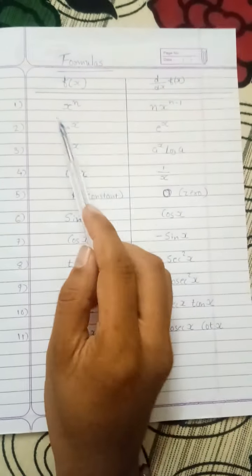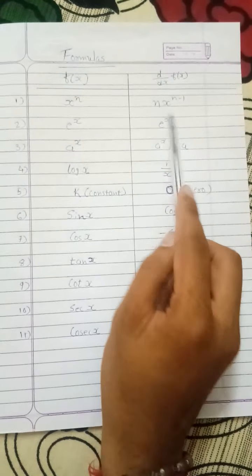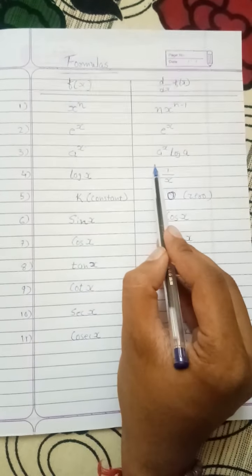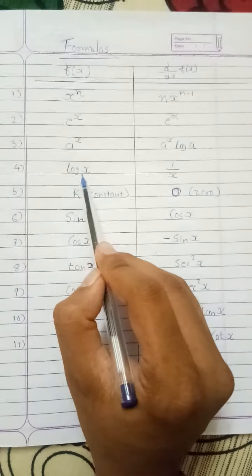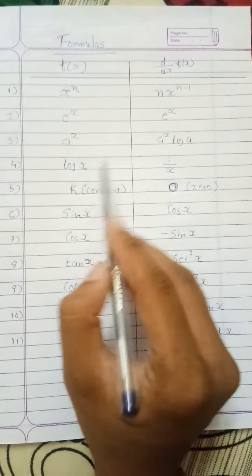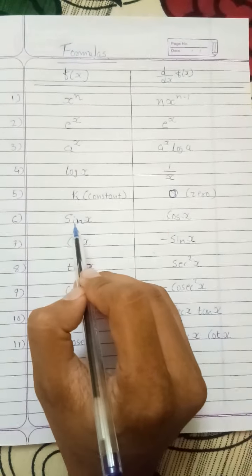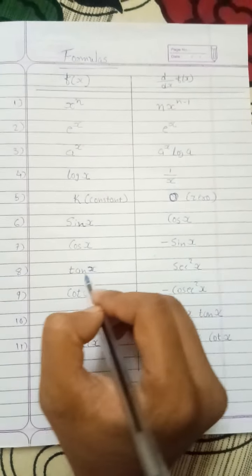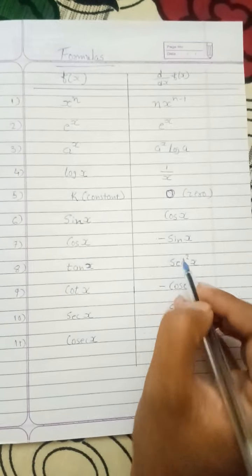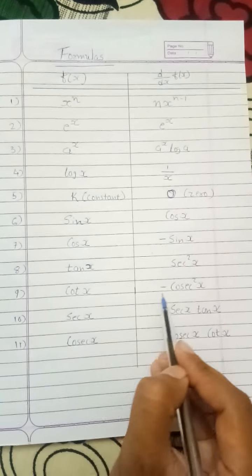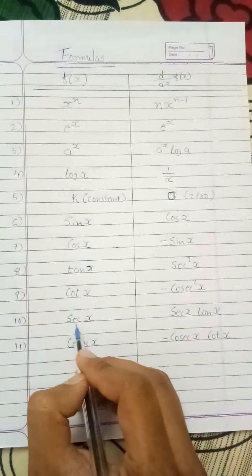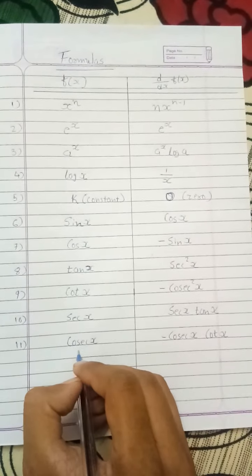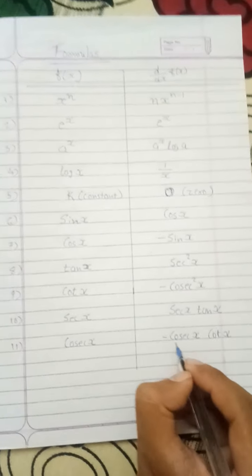Just recall it: x raised to n gives n x raised to n minus 1, e raised to x is as it is, a raised to x derivation is a raised to x log of a. Log x is given, derivation is 1 upon x, constant derivation is 0, derivation of sin x is cos x, derivation of cos x is minus sin x, derivation of tan x is sec square x, derivation of cot x is minus cosec square x, derivation of sec x is sec x into tan x, derivation of cosec x is minus cosec x into cot x.